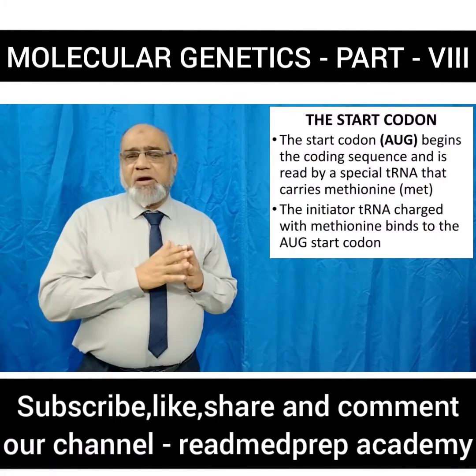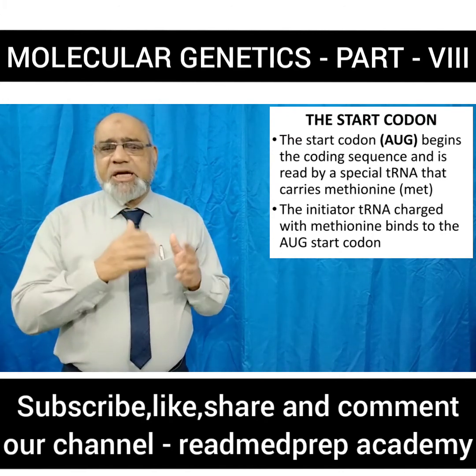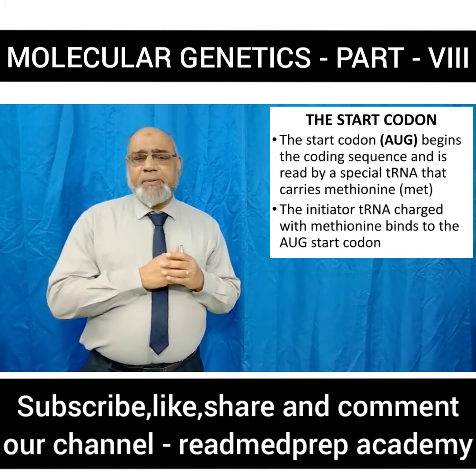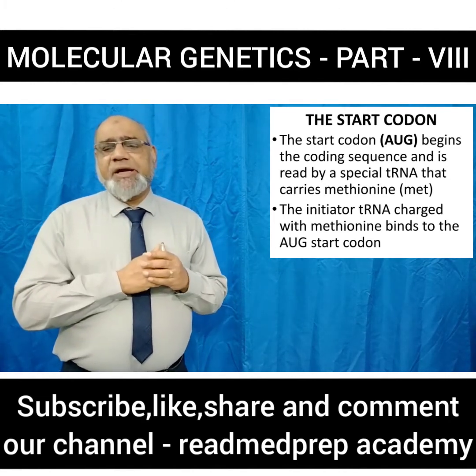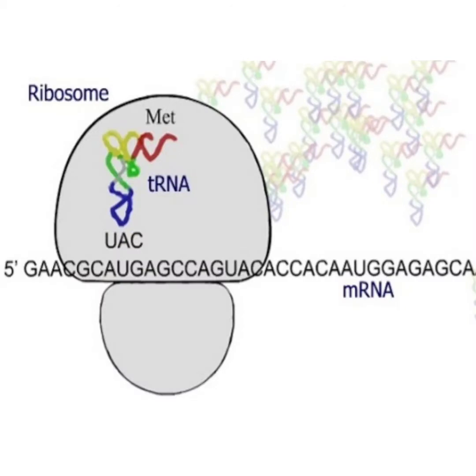The start codon AUG begins the coding sequence and is led by a special transfer RNA that carries methionine. The initiator transfer RNA charged with methionine binds to the AUG start codon. Here you can see the two ribosomal subunits with the start codon AUG and the anticodon UAC attached to the transfer RNA charged with the methionine amino acid.